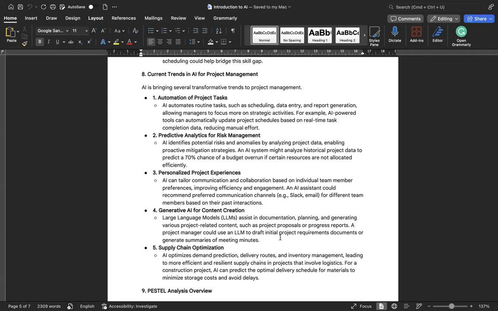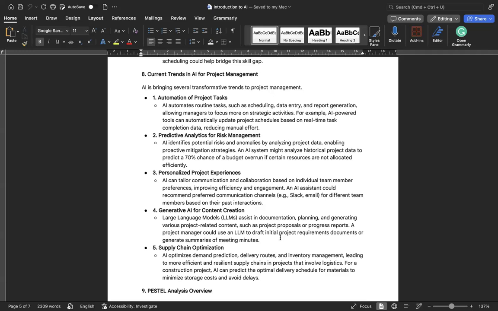An AI system might analyze historical project data to predict a 70% chance of a budget overrun if certain resources are not allocated efficiently. And for personalized project experiences, AI can tailor communication and collaboration based on individual team member preferences, sometimes improving efficiency and engagement. An AI assistant could recommend preferred communication channels.